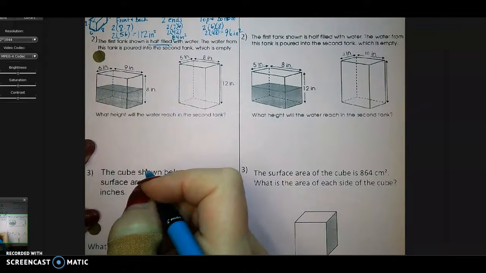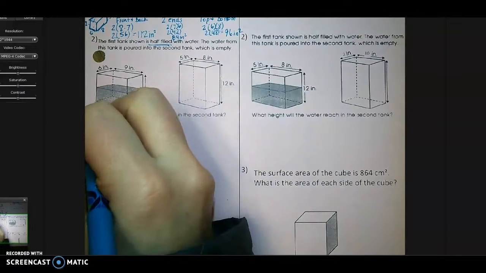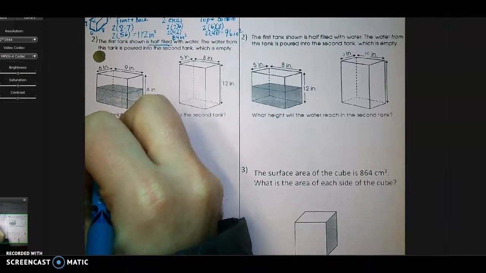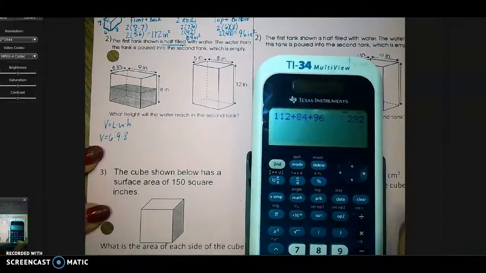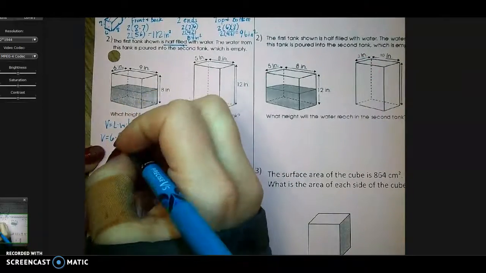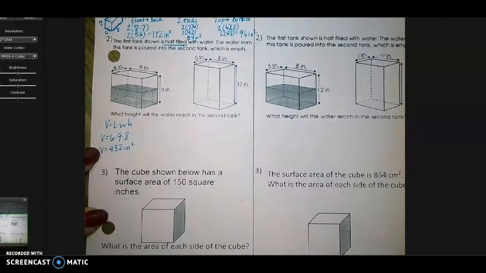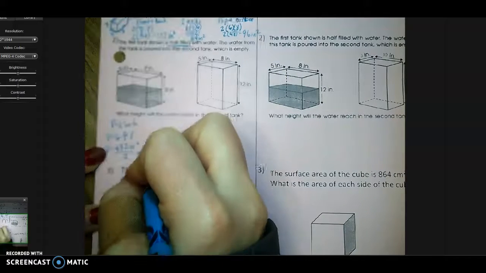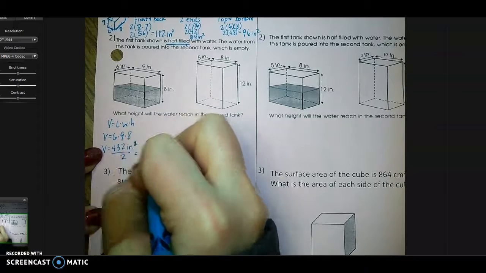So the first thing I've got to do is figure out the volume of my tank on my first side. So volume equals length times width times height. So 6 times 9 times 8, which is 432 inches squared. Now, we said it's half filled, so I'm going to divide that by 2 and get an answer of 216. I'm sorry, that was inches cubed, wasn't it?